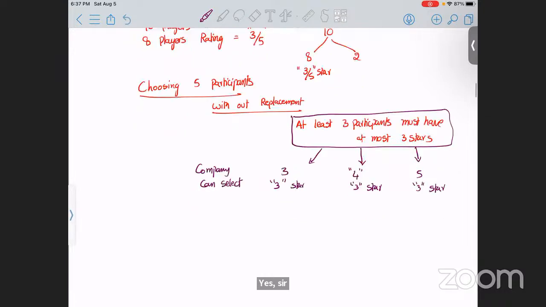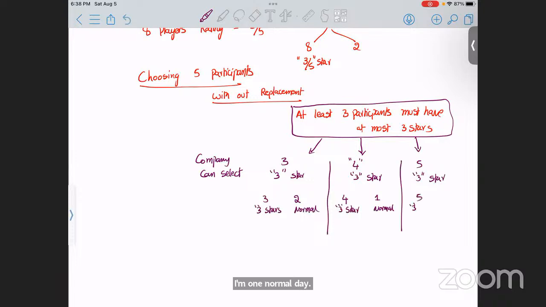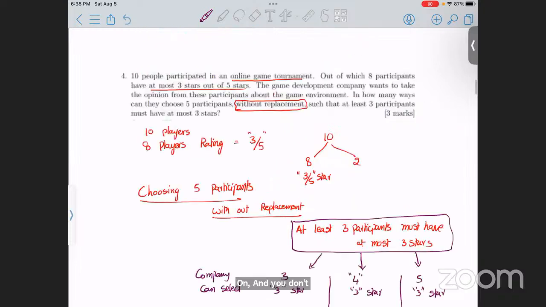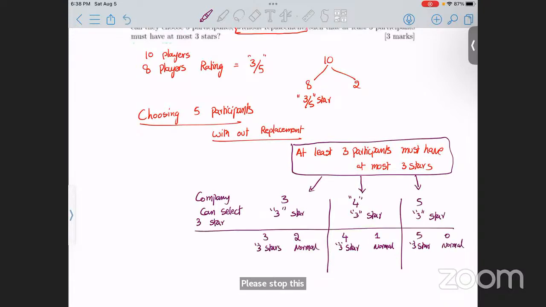That means if they select 3 3-star players, then the remaining 2 are normal. In the same way, 4 3-star and 1 normal player, and 5 3-star and 0 normal players. Because we have to select 5 people. We can select the 3-star players, then 3C2 plus 4C1 plus 5C0.